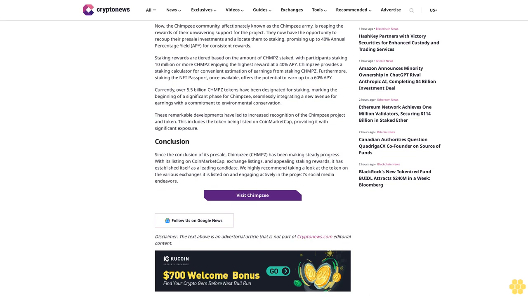Currently, over 5.5 billion CHMPZ tokens have been designated for staking, marking the beginning of a significant phase for Chimpzee, seamlessly integrating a new avenue for earnings with a commitment to environmental conservation. These remarkable developments have led to increased recognition of the Chimpzee project and token. This includes the token being listed on CoinMarketCap, providing it with significant exposure.